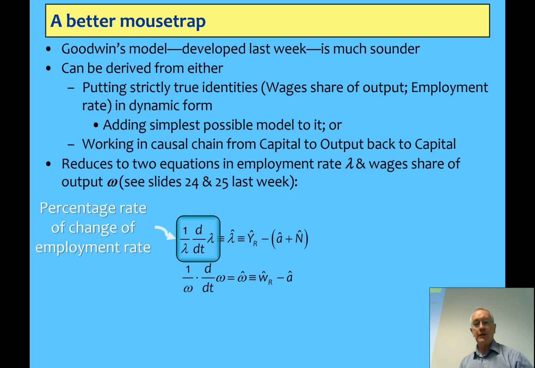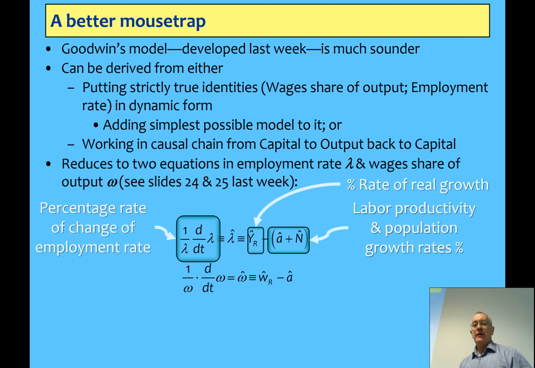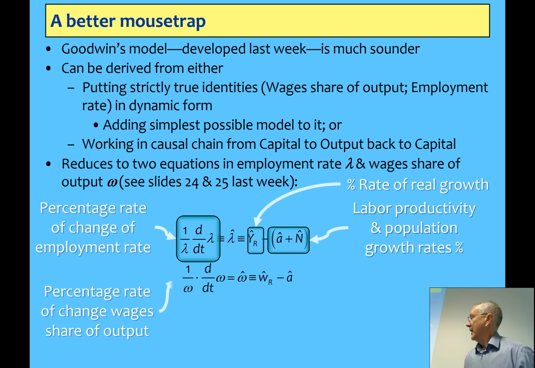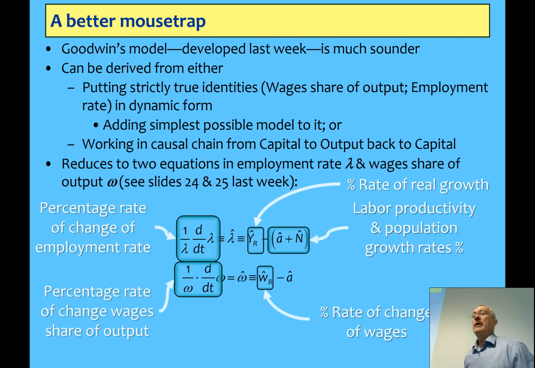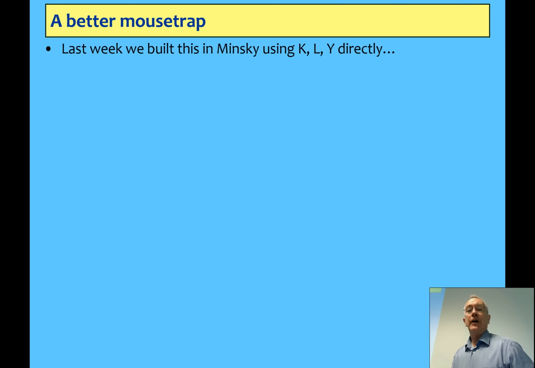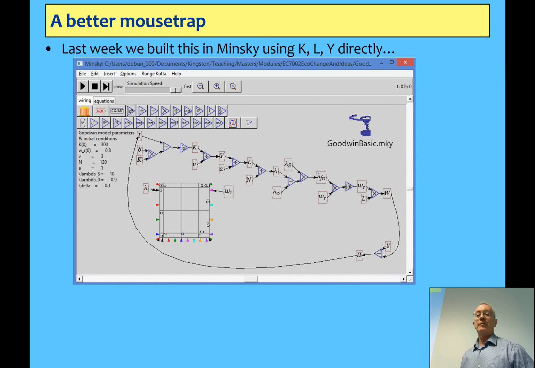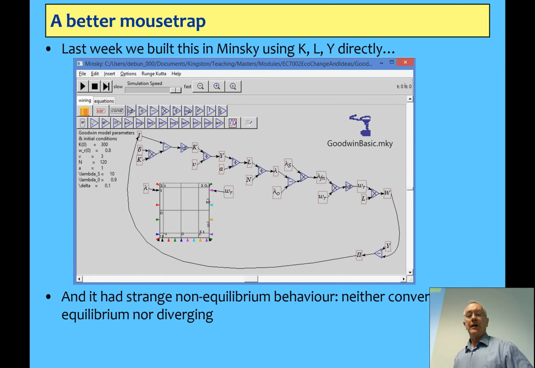So that's the percentage rate of change of the employment rate, the rate of change of real output, the rate of labour productivity and population growth rates again. And then that's the percentage rate of change of wages, and that's the rate of change of the wages share of output, and the other term I've already explained. So at this stage we're working with a set of absolutely true identities. Now, you built it in Minsky last week by going around and doing that causal loop, but you get exactly the same model coming out of it.